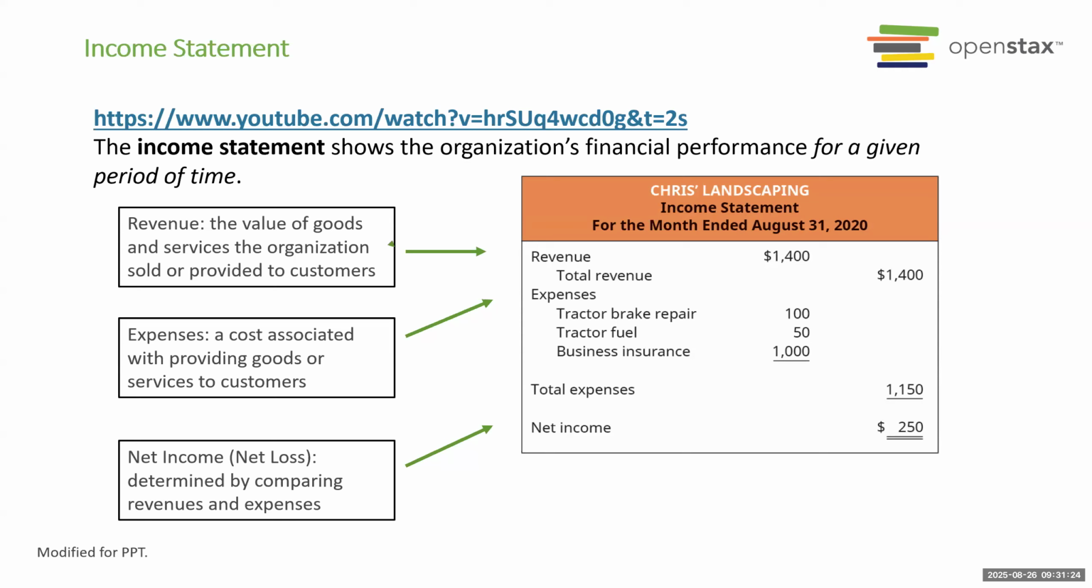So for example, in this case, if you have a landscaping business, then maybe you have tractor brake repairs, tractor fuel, business insurance, maybe rental costs. So various different expenses can go into this. And then you have your net income. And this is basically the difference between your revenue and your expenses. If your revenue is greater than your expenses, then you're profitable. If your revenue is less than your expenses, then you are not profitable or you're making a loss.